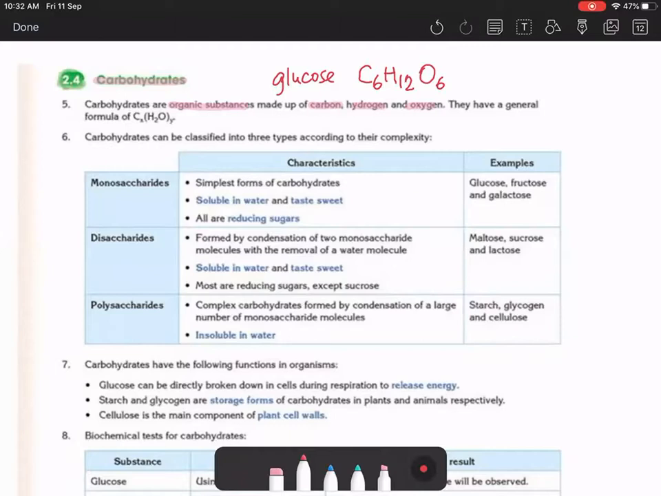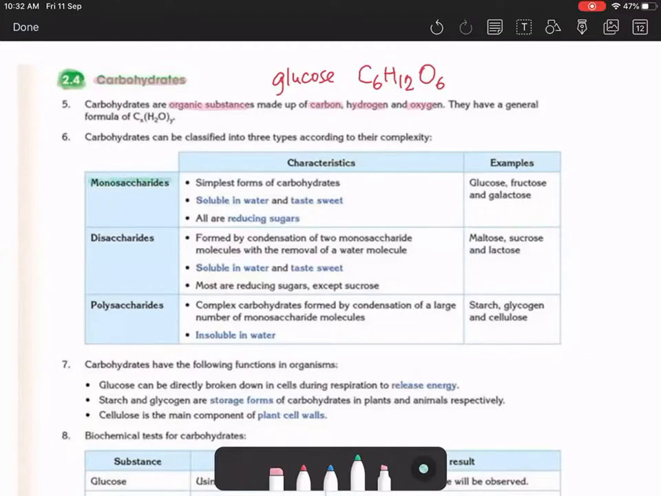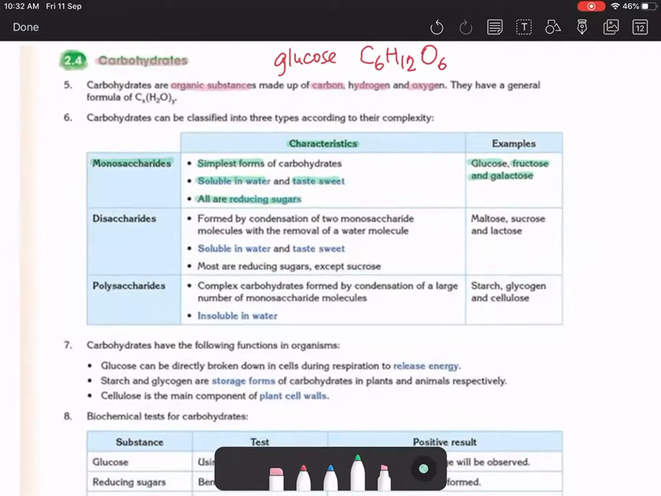Today we have learned the green one, monosaccharide. Monosaccharides have these characteristics: they are the simplest form, soluble in water, taste sweet, and all are reducing sugars. The examples include glucose, fructose, and galactose. And we have learned the functions of monosaccharides. Go to point number 7. Glucose can be directly broken down in cells during respiration to release energy.